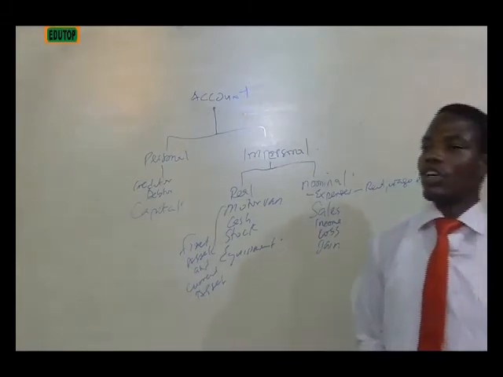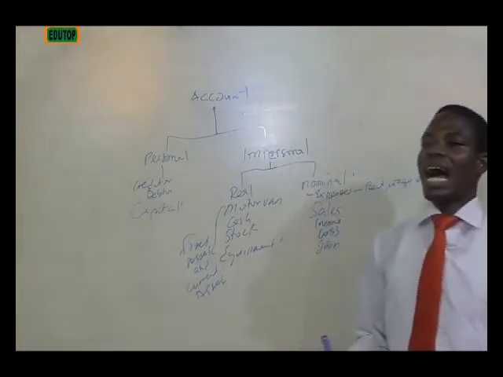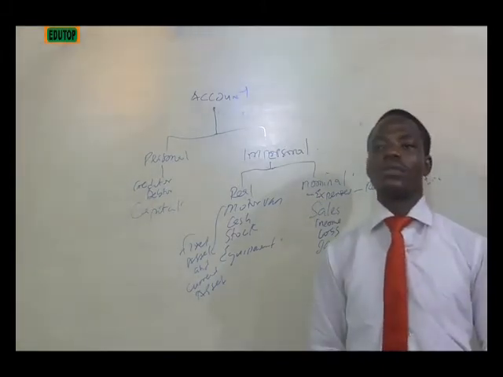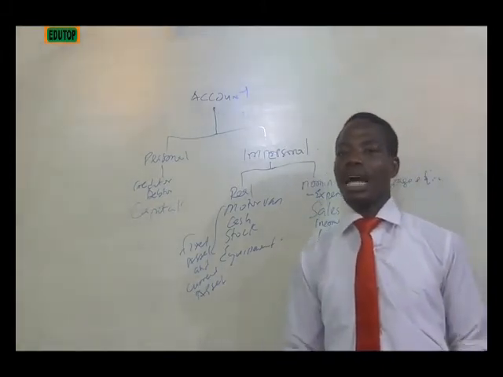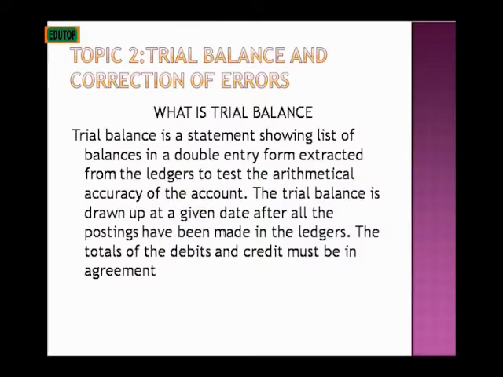Now, topic 2, we'll be moving to the trial balance and correction of errors. What is a trial balance? A trial balance is a statement showing a list of balances in double entry form, extracted from the ledger to test the arithmetical accuracy of the accounts. The trial balance is drawn up at a given date after all postings have been made in the ledger. So the total of debit and credit must be in agreement.